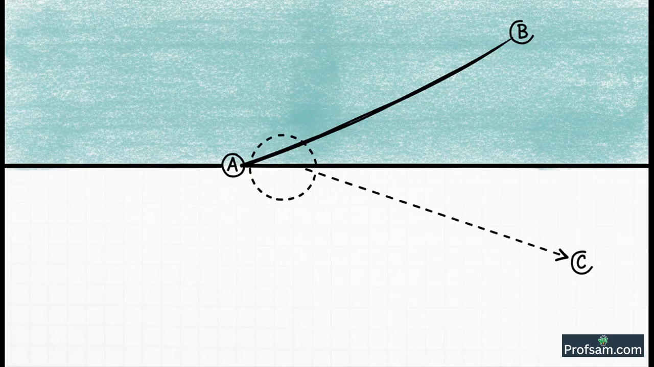Now, please pay close attention. This is the most important step. The moment point A enters the glass, what happens? It slows down. It's in the mud. So the little wavelet it creates is smaller.